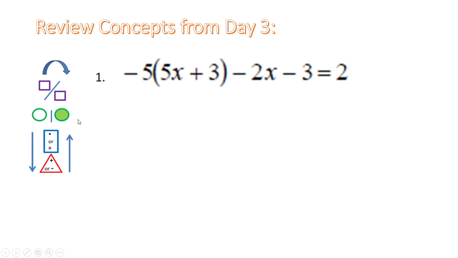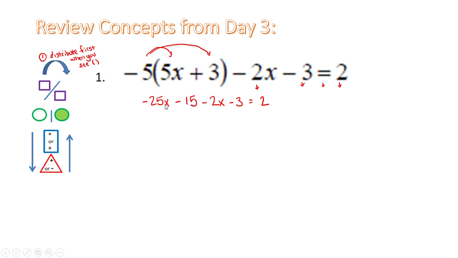The very first thing we're going to do is remember our steps, and these shapes are representations of our steps. And our first step is to distribute. So we're going to take this -5 and multiply by 5x, and then multiply times positive 3. So -5 times 5x becomes -25x, and then -5 times 3 becomes -15. And then we're going to bring down everything else.